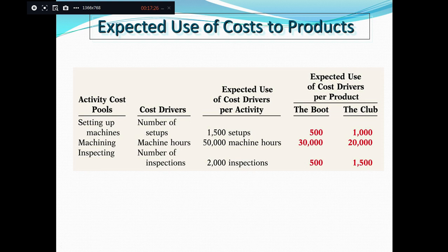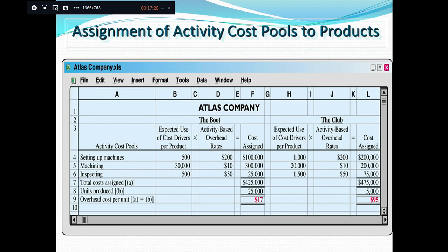So let us go to the cost allocation. For setting up the machine in the boot, the expected cost driver is 500 and the activity-based overhead rate is 200, as we found in the previous slide. So 500 multiplied by 200 gives the cost assigned, which is 100,000. And for the club, the expected cost driver is 1,000 and the activity-based overhead rate is 200. So 1,000 multiplied by 200 is 200,000.